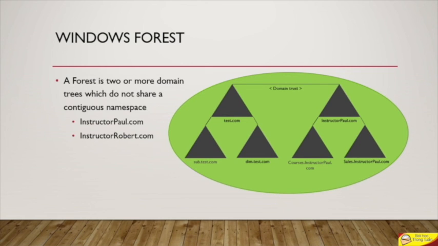All right. So a forest is a collection of trees. A tree is a collection of domains. So I hope that makes sense to you guys.